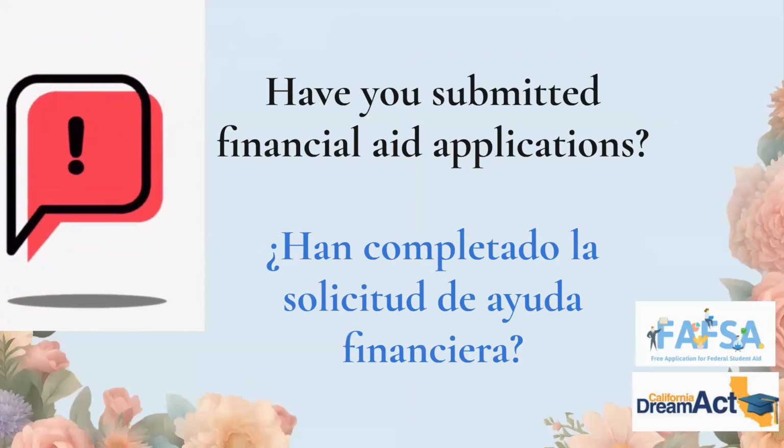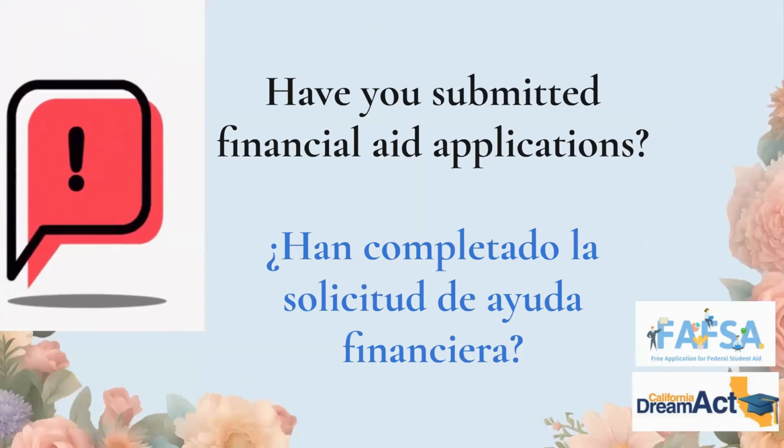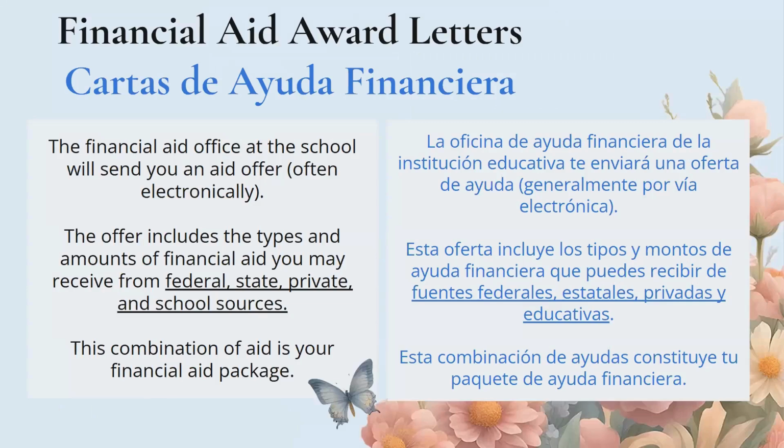So, as a student, have you submitted financial aid applications? Once a student submits their financial application, within months, they should receive a financial aid award letter or a financial aid award package. The financial aid office at the school will send you an aid offer, often electronically. The offer includes the types and amounts of financial aid you may receive from federal, state, private, and school sources. This combination of aid is your financial aid package.